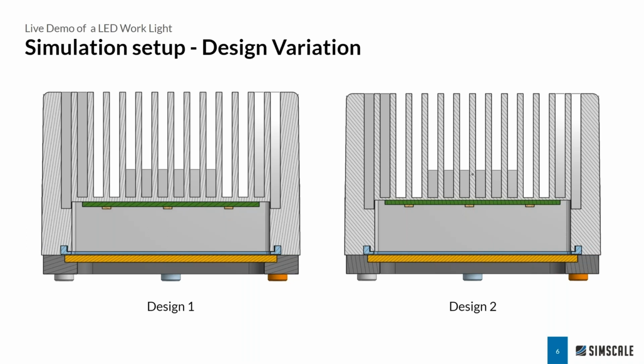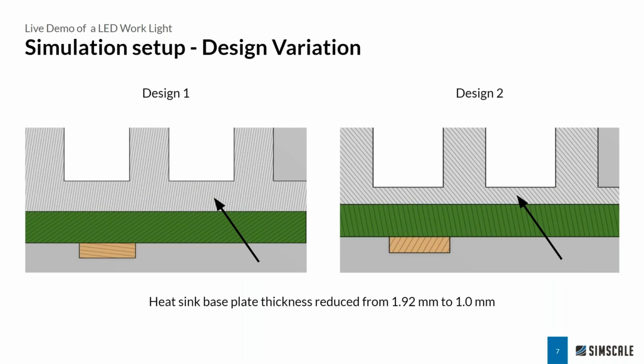We're actually going to do a design analysis comparison. You'll notice between design 1 and 2 here, the base plate thickness of the heatsink on the right is much thinner. I've reduced the size of that, hoping for better conduction directly from the PCB to that back heatsink to allow for better thermal performance. Here we see a zoomed-in cross section. On the right, the base plate thickness is 1 millimeter, whereas on the left, it's almost 2 millimeters.